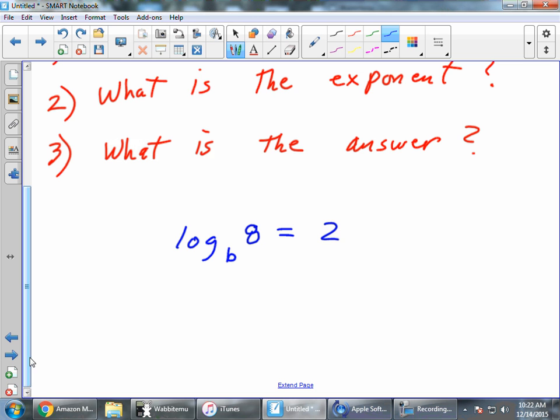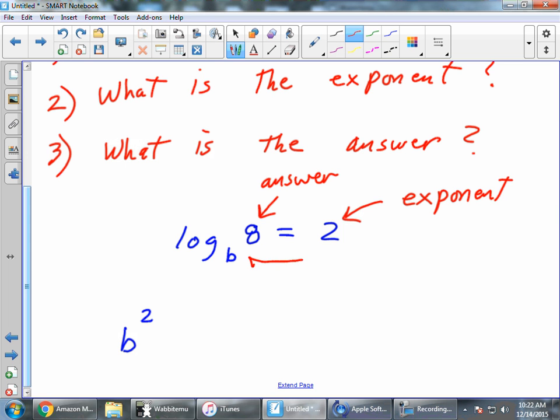So, question 1, what's the base? B. What's the exponent? No, 2. You want to say that 8 is the exponent? It is not. 2 is the exponent. And 8 is the answer. And of course, B, that's the easy one, is the base. And if it doesn't show any base at all, we assume base 10.